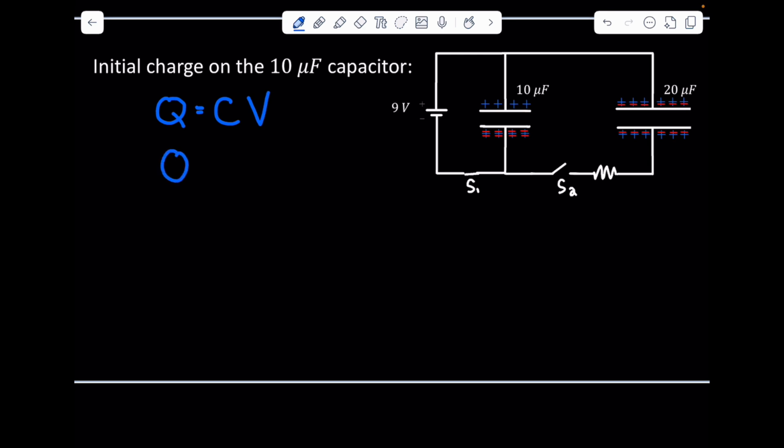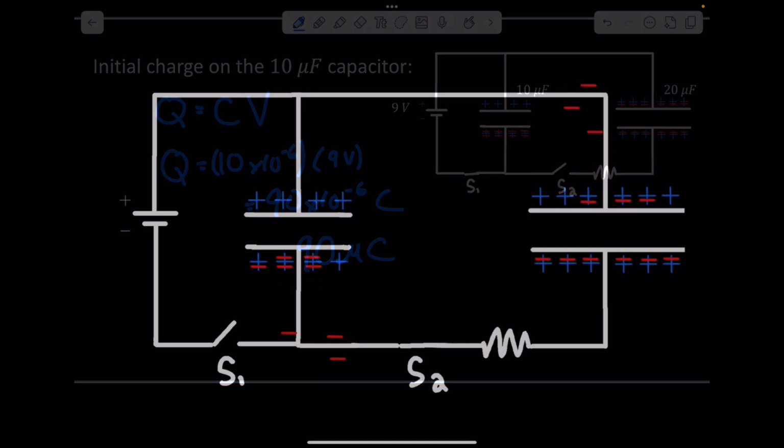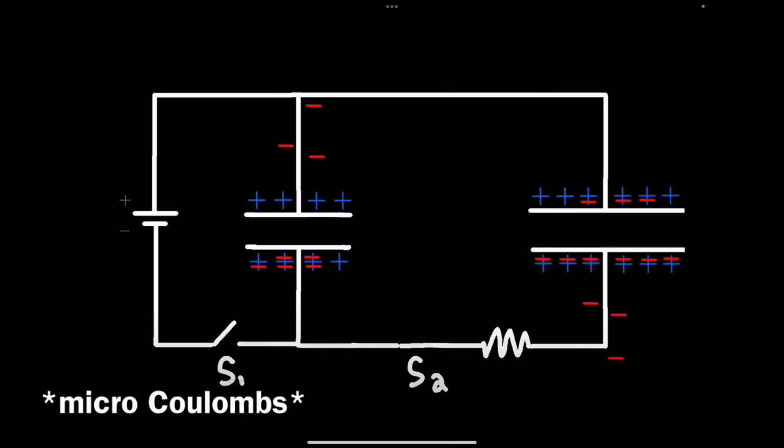So in this case, the charge is 10 microfarads times 9 volts, which is 90 times 10 to the negative 6 coulombs, or just 90 microcoulombs. The 90 microcoulombs of charge is now available to share between the two capacitors.